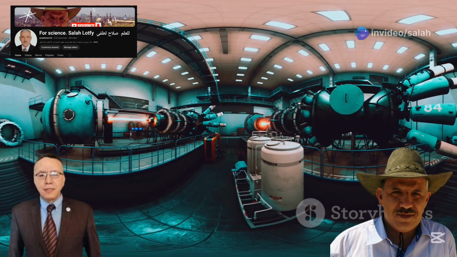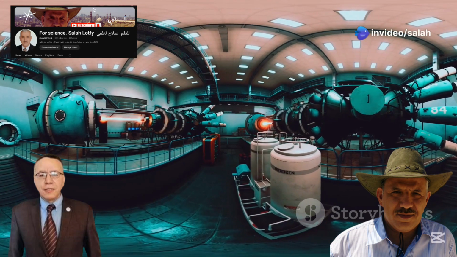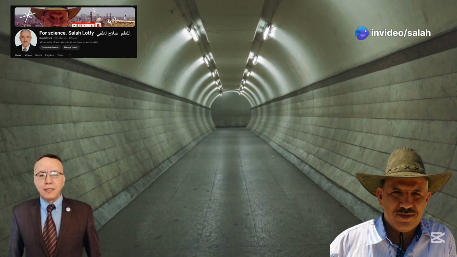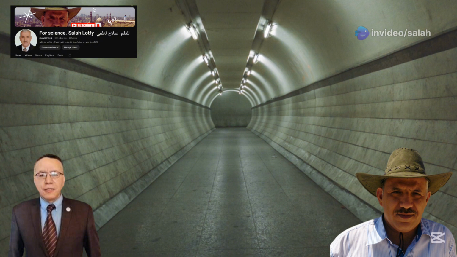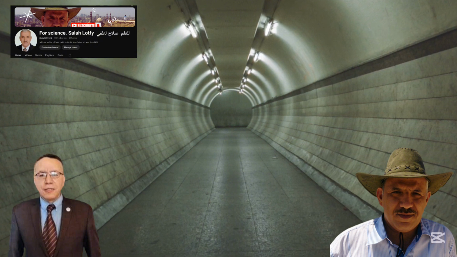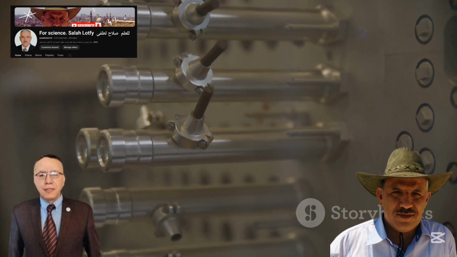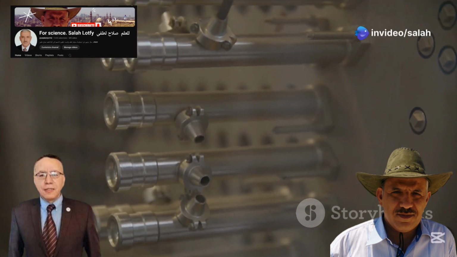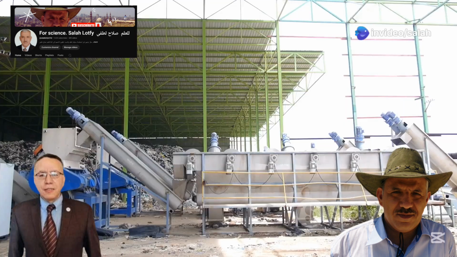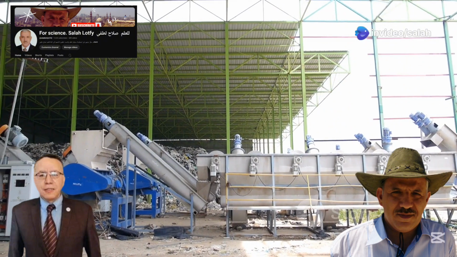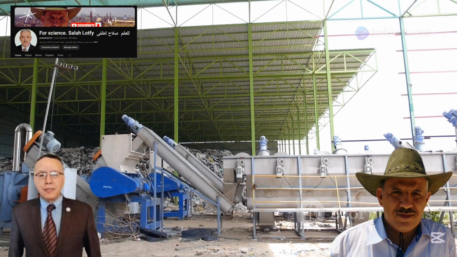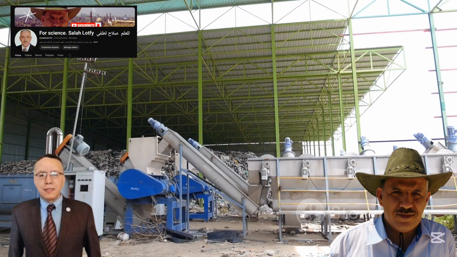Long-term storage options are being explored, such as deep geological repositories. These underground facilities, carved into stable rock formations, aim to isolate waste from the biosphere for millennia. Reprocessing is another approach, extracting usable materials from spent fuel to reduce the volume of waste. While promising, reprocessing is complex and expensive, requiring careful consideration of its own environmental impacts.